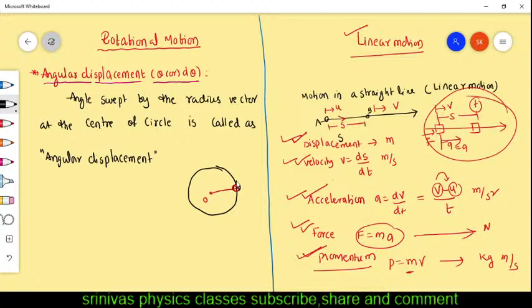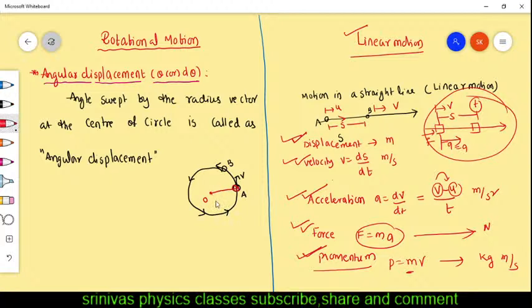This object's velocity we can consider as v. It is going along this circle like this. For example, the object starts at a. After some time the object goes to the point b.